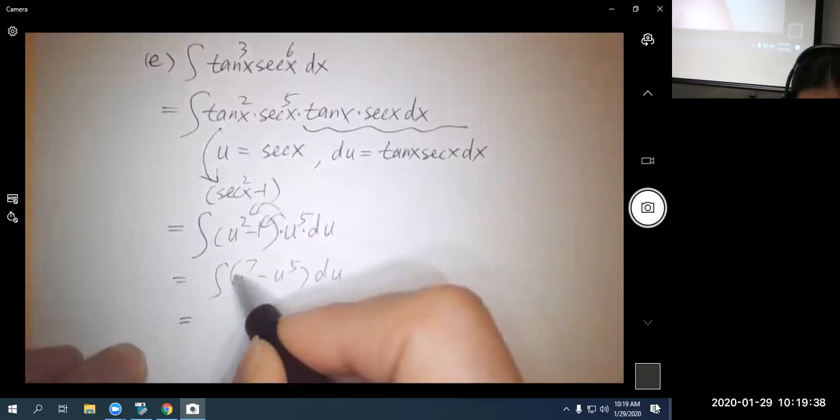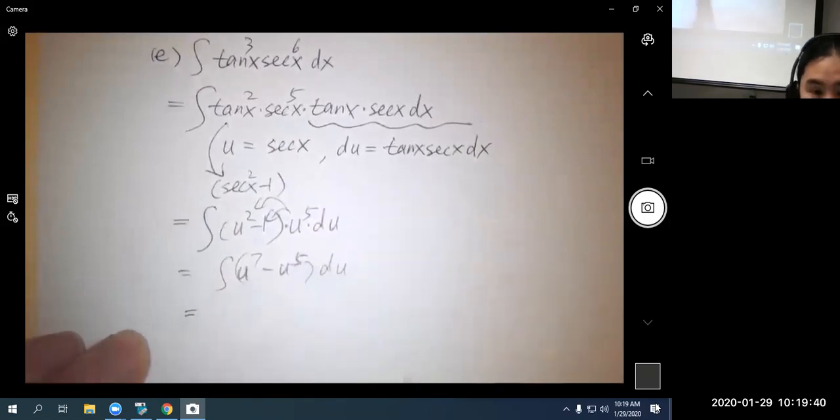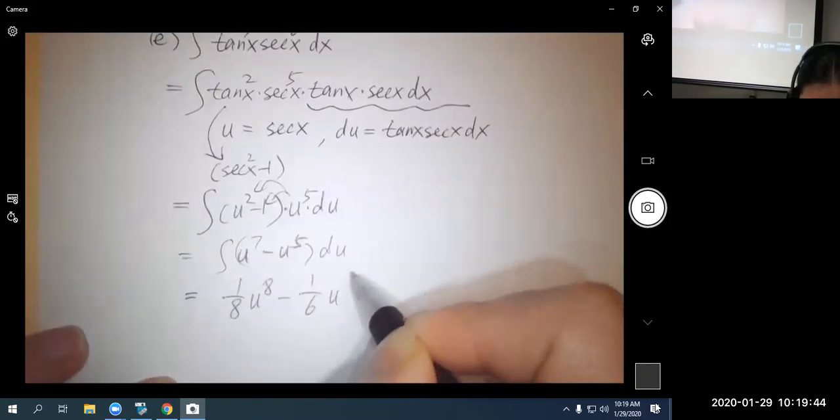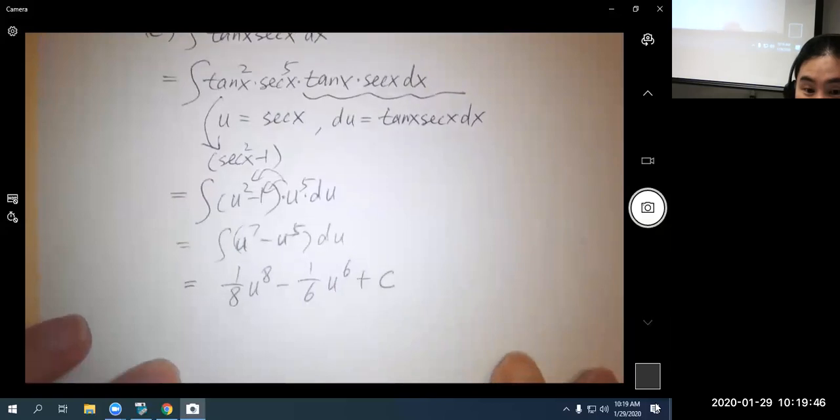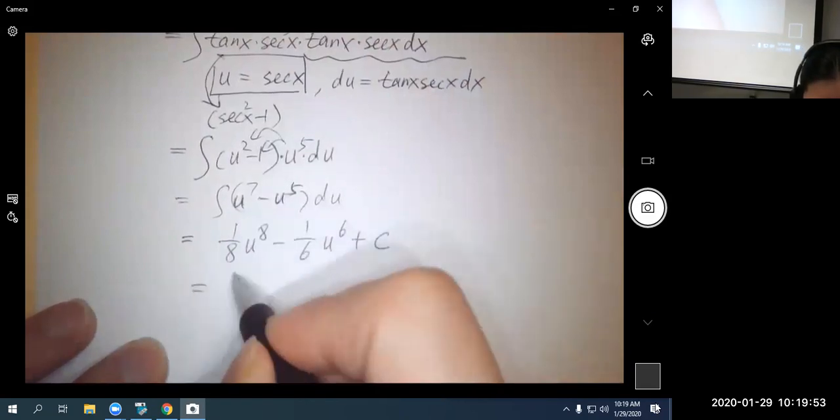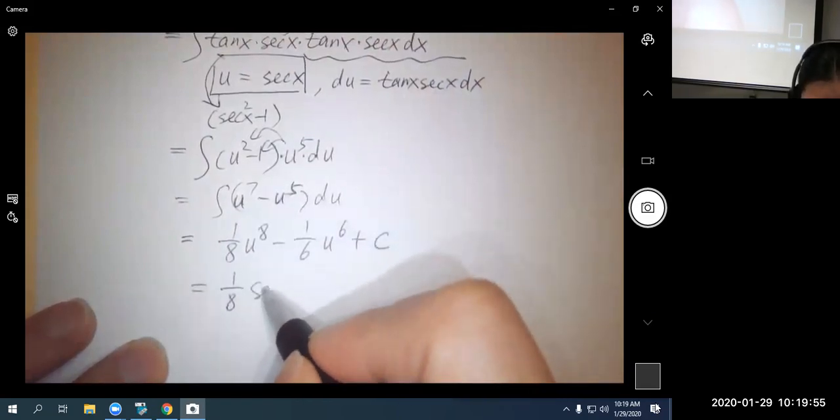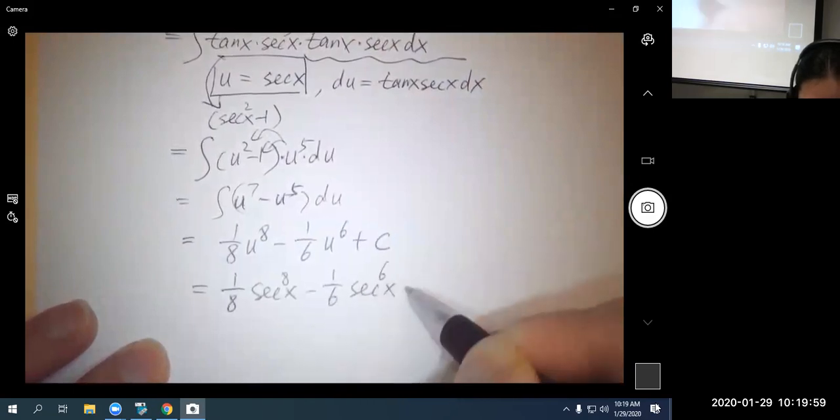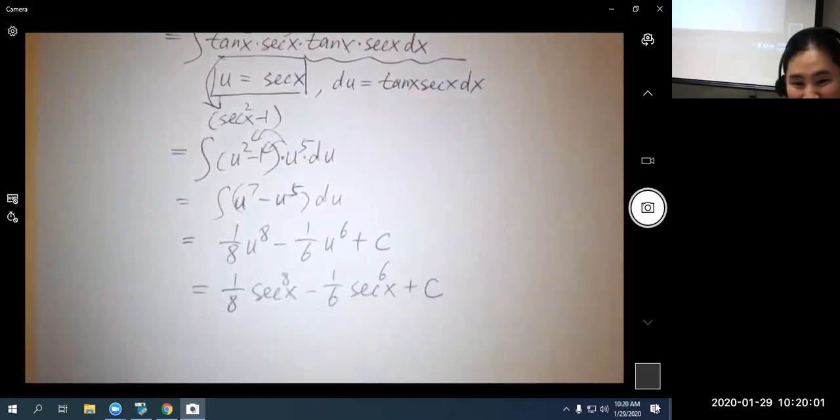So what will be the antiderivative? 1 over 8 u to the 8th minus 1 over 6 u to the 6th plus a constant C, right? And then don't forget to substitute u back by what? Secant of x, okay? So we're getting 1/8 secant of x to the 8th minus 1 over 6 secant of x to the 6th plus a constant C, okay?